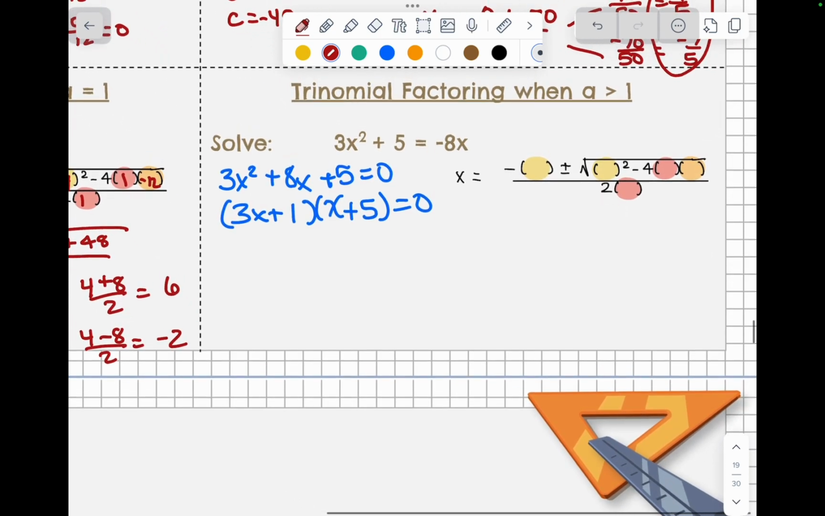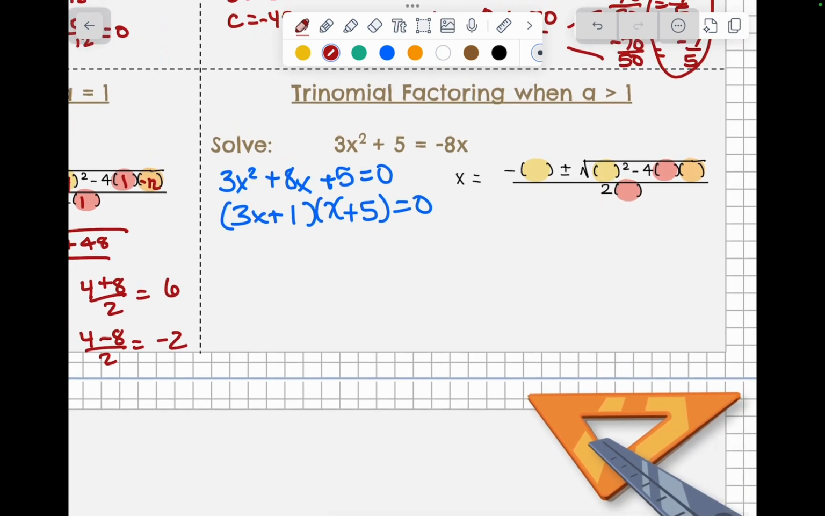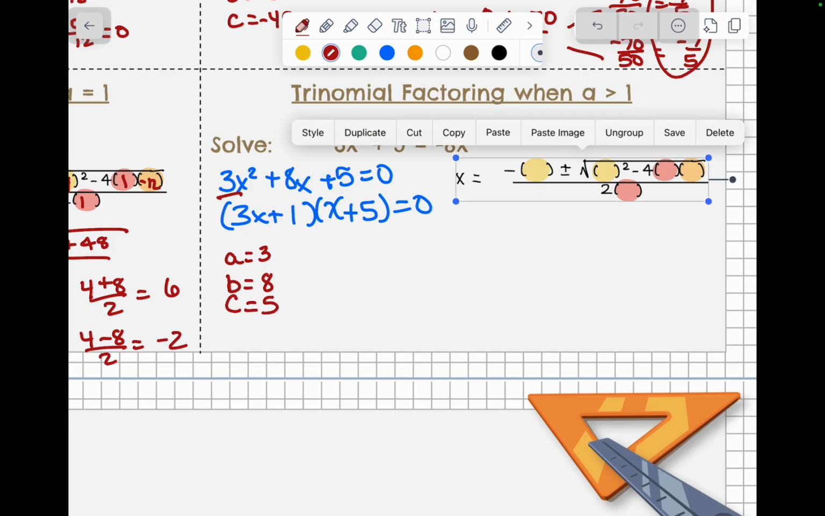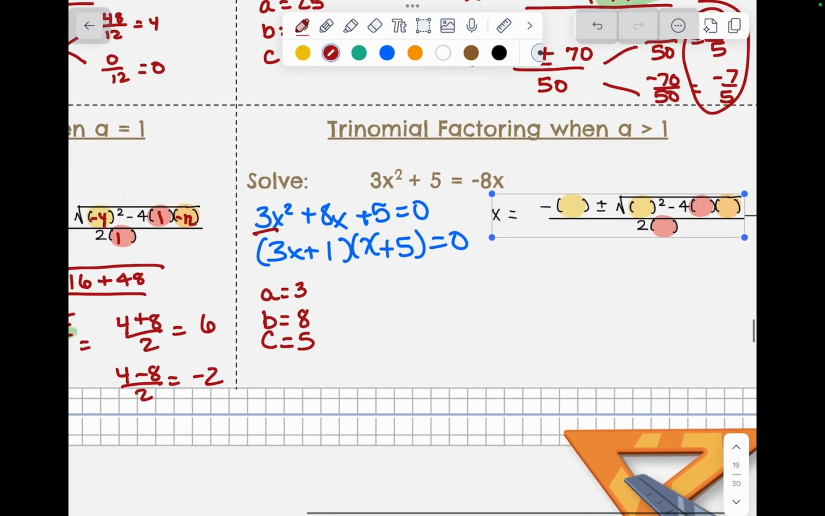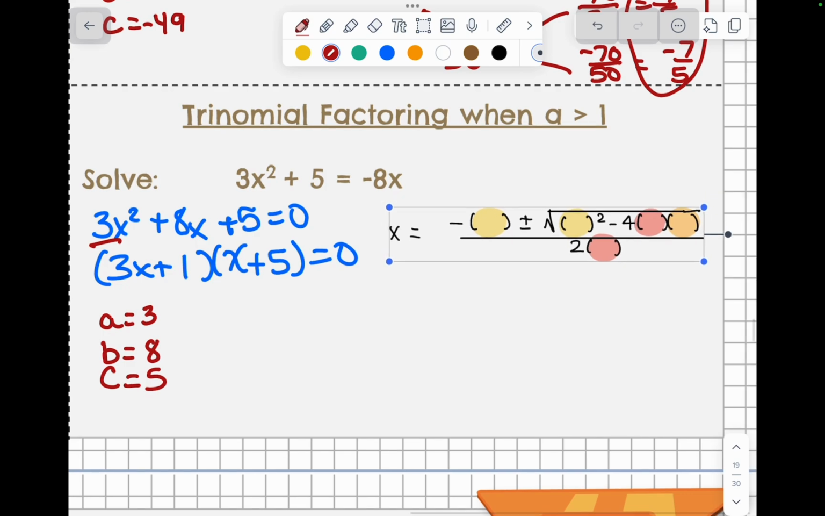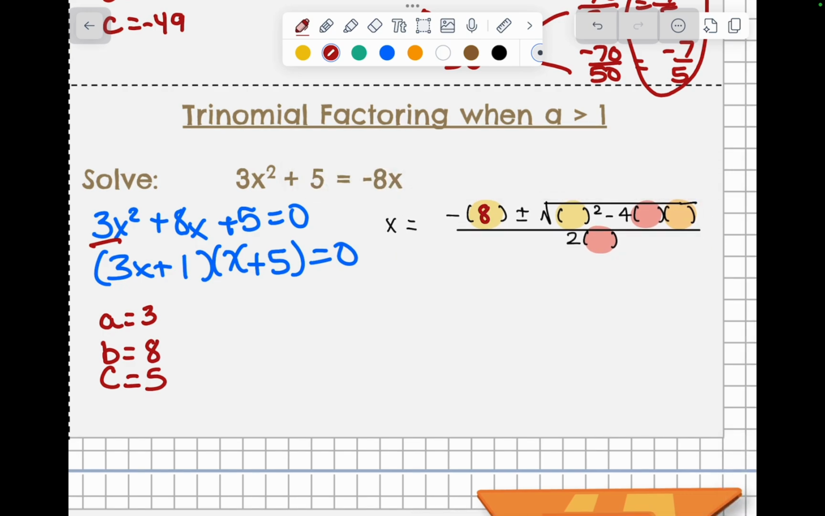And then finally, the last one. These are a little harder to factor when that A value is not 1. So sometimes this might be the easiest way to do it. A is 3, B is 8, C is 5. And we're going to substitute in 8 for B, and 3 for A, and 5 for C.